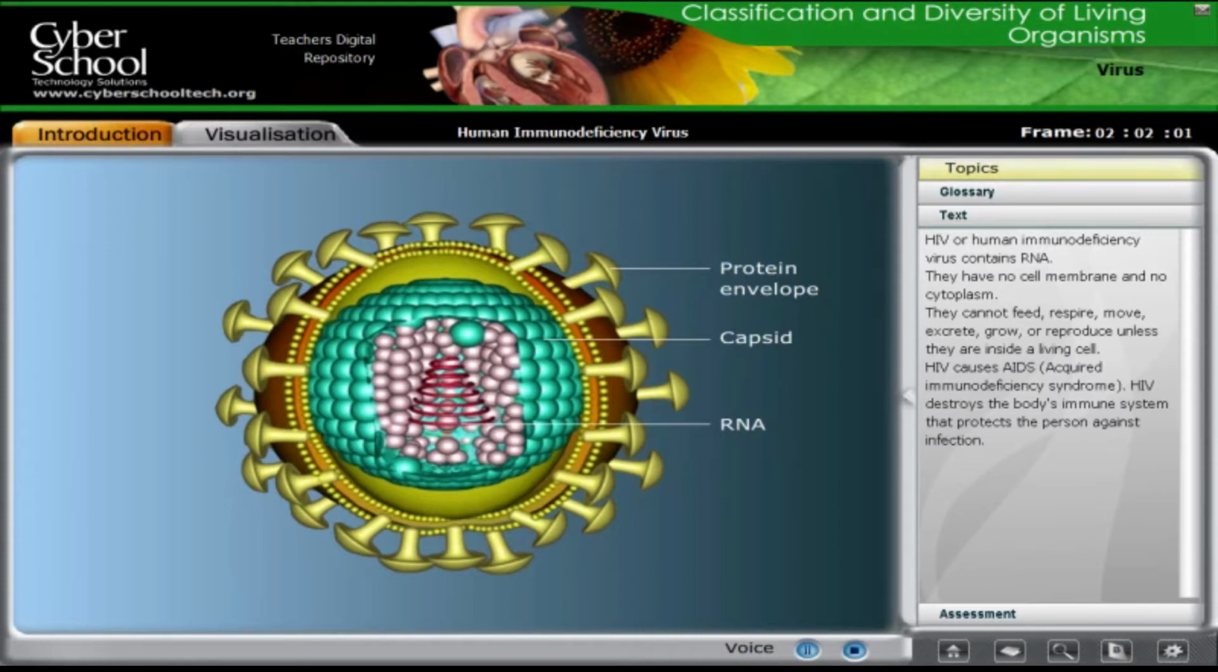HIV causes AIDS, acquired immunodeficiency syndrome. HIV destroys the body's immune system that protects the person against infection.